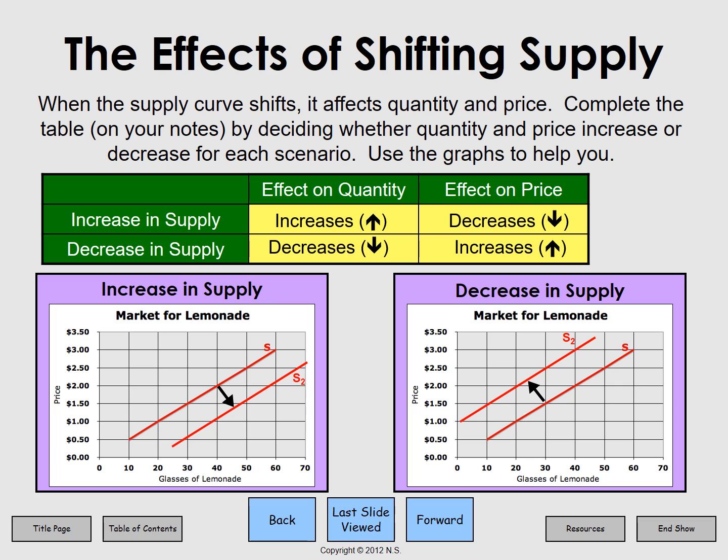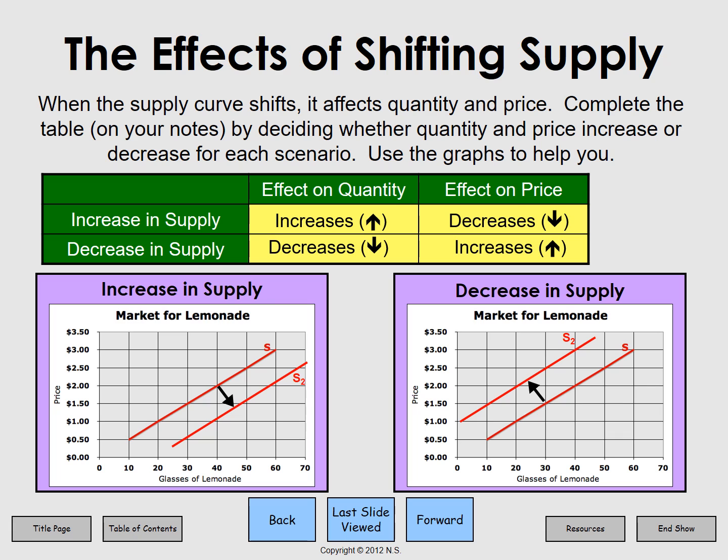If we look at 40 glasses of lemonade, our original line was at the $2 mark. When we drag down and look at it, when there's an increase in supply, it was at $2, now it's closer to $1, so the price goes down. If we look at the decrease in supply chart on the right, we can pick 30 glasses of lemonade, which we were able to sell at $1.50. We continue up that line. Now, since the line shifted, at 30 glasses it's $2.50.